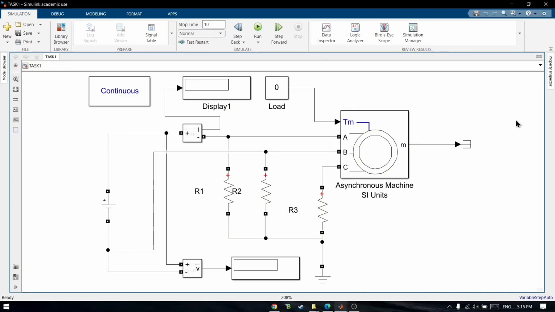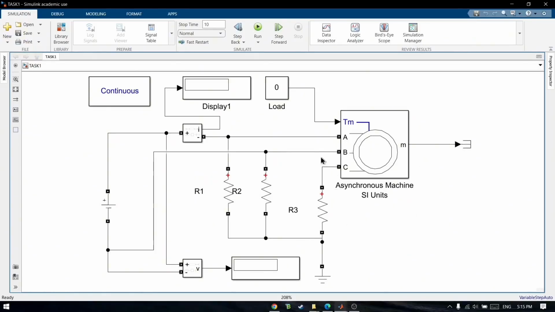The DC test involves applying a DC voltage to the stator windings of the motor with no induced voltage in the rotor and reactance being zero. The only limiting factor for current flow is the stator resistance. So let's look at the simulation setup. This is the simulation setup.